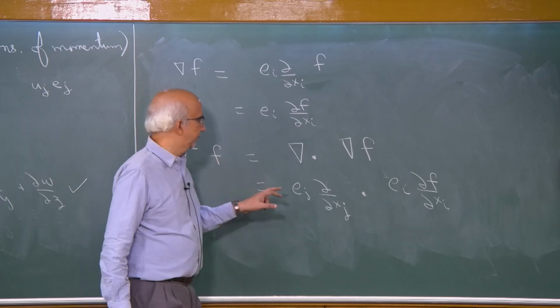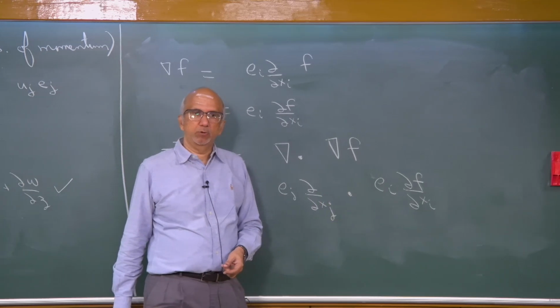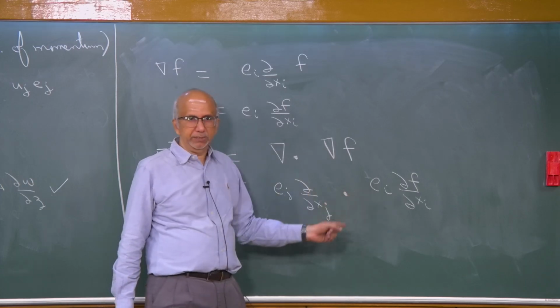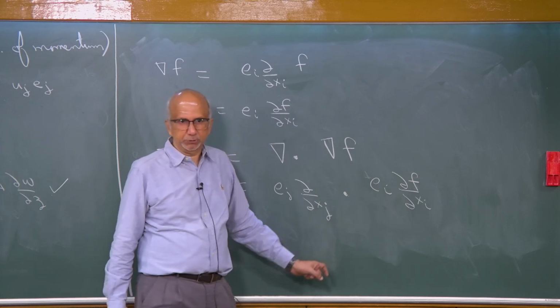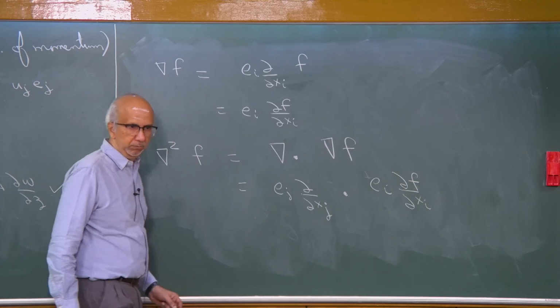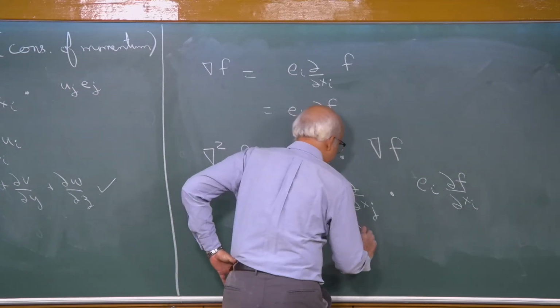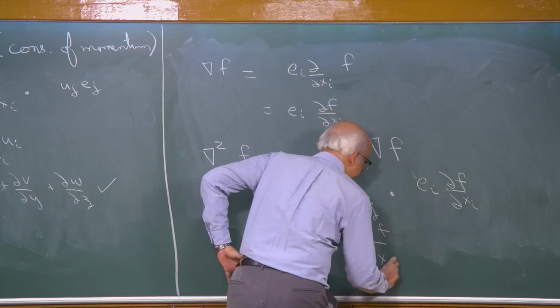Here again this dot product makes sense only if i equals j. If i is not equal to j, it is 0. So can you spend half a minute and tell me what this simplifies to? I am going to do it. This is going to simplify to d square f by dxi squared.